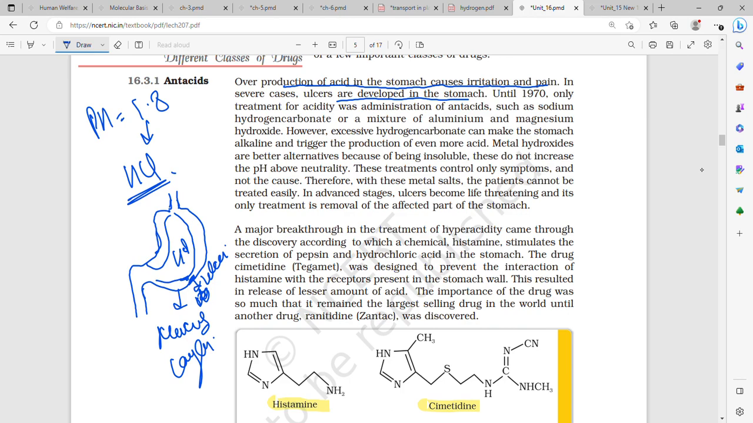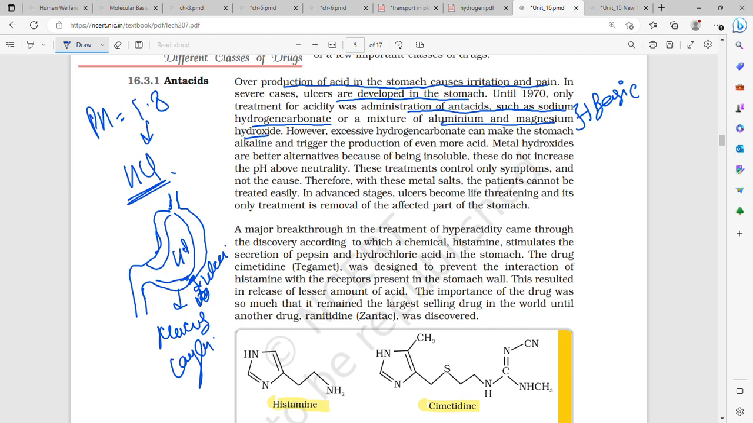The only treatment for acidity was administration of antacids such as sodium hydrogen carbonate or a mixture of aluminium and magnesium hydroxide. Why? Because these are all basic substances. So they will reduce the activity of the acid. However, excessive hydrogen carbonate can make the stomach alkaline and trigger the production of even more acid.